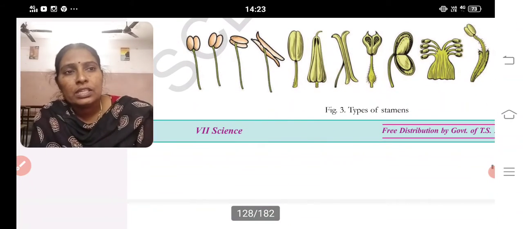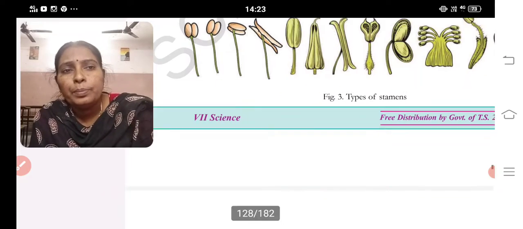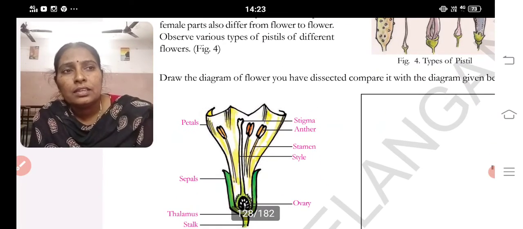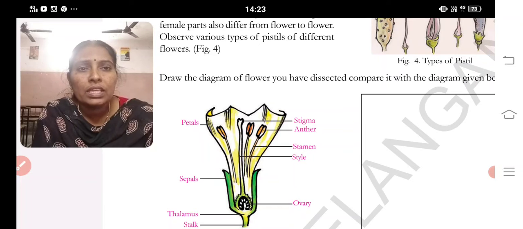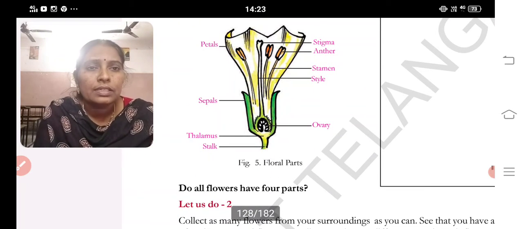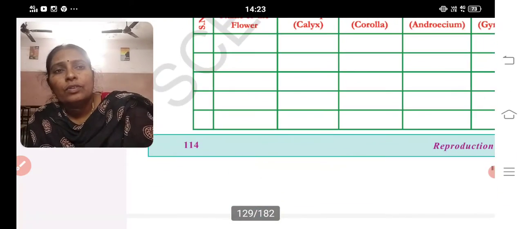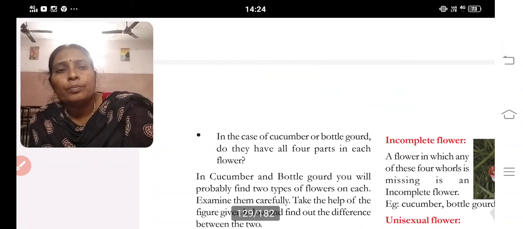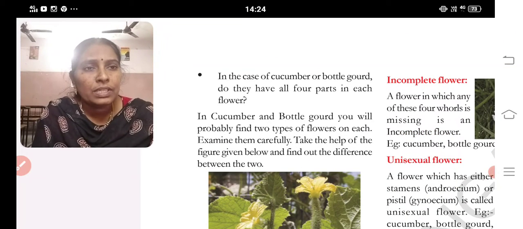See here, you can see the stamens. They are the male reproductive part, and this is the pistil, the female reproductive part. Stigma, anther, stamen, style, sepals, petals, ovary, stalk: all these are the parts of a flower. A flower has four parts: the sepals, petals, stamens, and pistil.